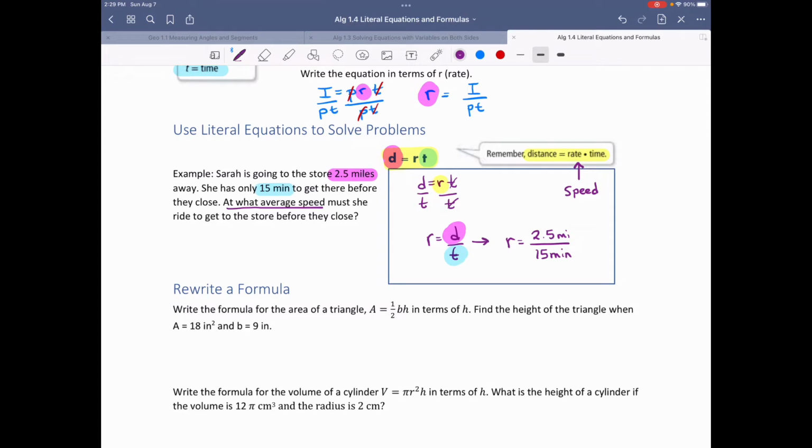To figure out her speed, we have to divide 2.5 divided by 15, and I get 0.167, and that's going to be miles per minute. Well, what does that mean?